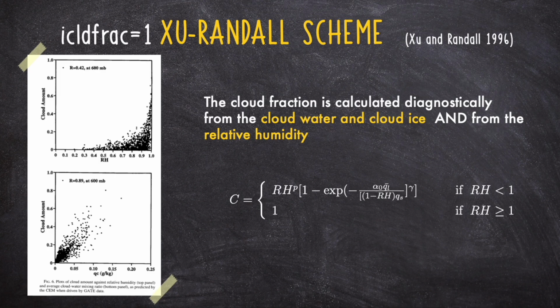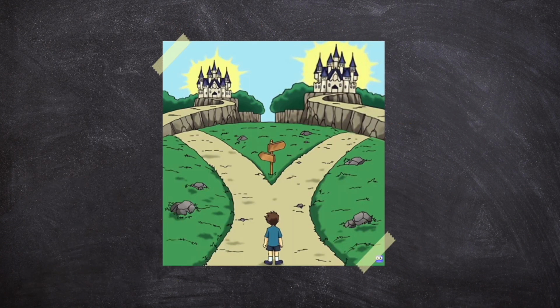This figure is taken from their paper and shows the correlation between the cloud cover and the relative humidity at the top, and the cloud cover and the total condensate, ice and water, at the bottom. Their conclusion was that the cloud amount is poorly predicted by the large-scale relative humidity, but is very well predicted by the domain average cloud-water mixing ratio.